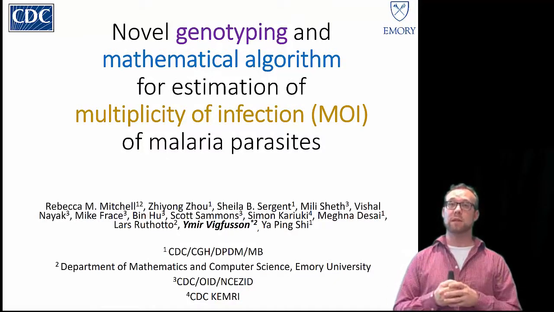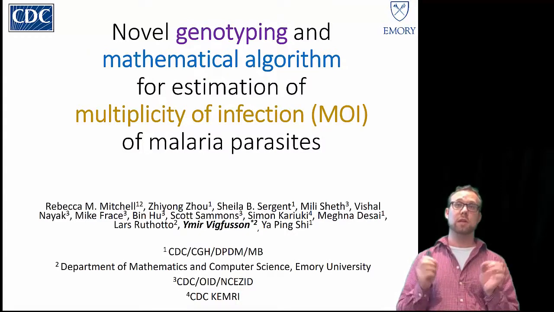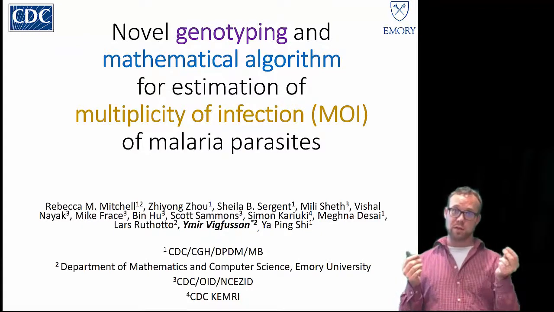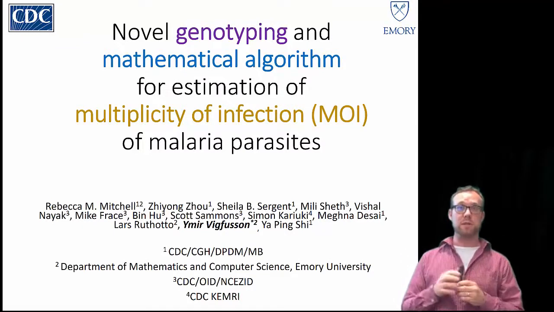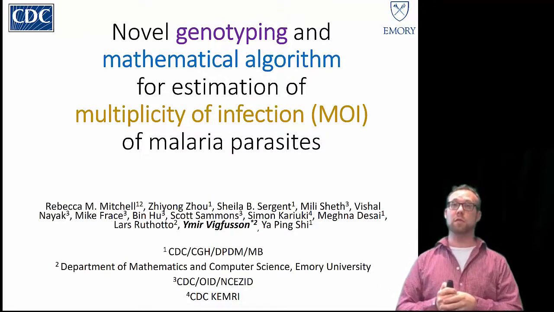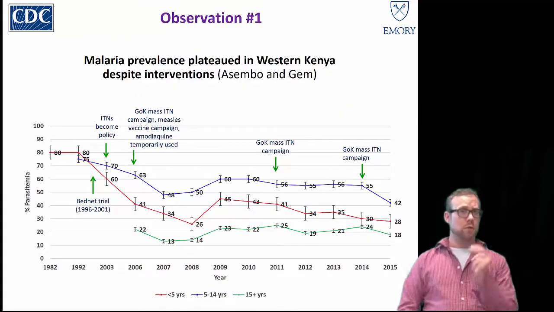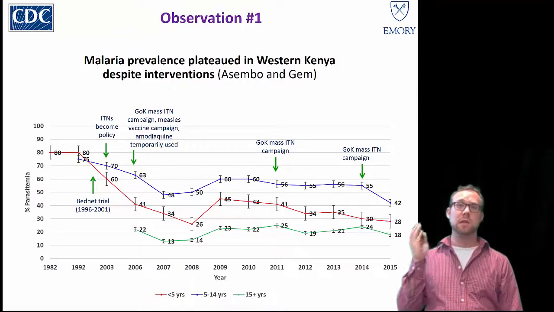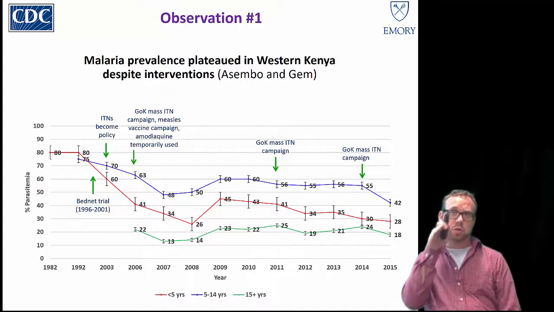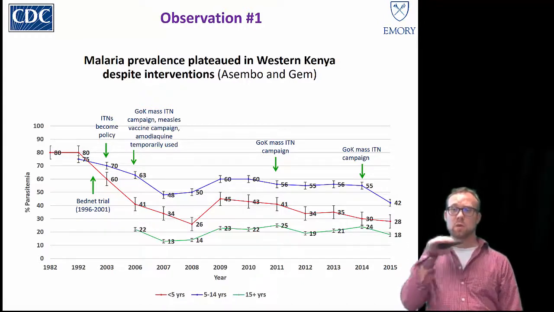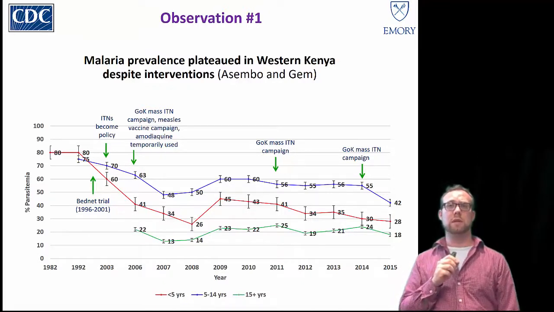I'm a member of a team at Emory University and the CDC, which has been producing a novel genotyping and mathematical algorithm for estimating the multiplicity of infection, or MOI, of malaria parasites. And I want to show you this cocktail of math and public health that we have produced. First observation. If we look at this graph, you'll see that despite interventions, there was an initial drop in Western Kenya of malaria prevalence, but it has now plateaued in the 2010s.